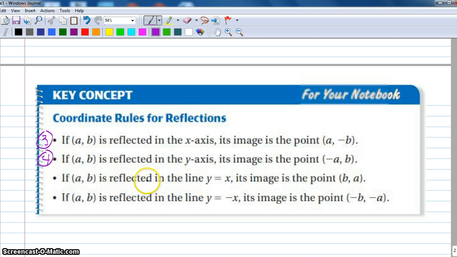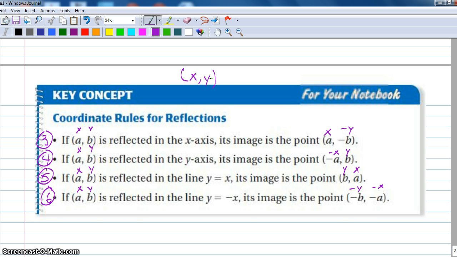The 5th way is reflected across y equals x. And the 6th way is to reflect it across y equals -x. And right here, the a and b is really x, y. So a is the x, b is the y. Over here too, I'm not going to change it, but that's what it means. Well, yeah, might as well change it. The rules are (x, -y), (-x, y), (y, x), and (-y, -x). Because remember, the way you write a point is (x, y).